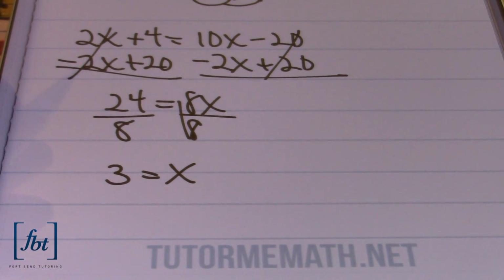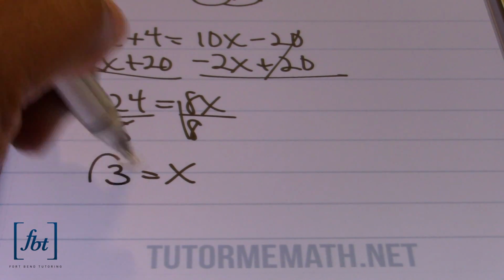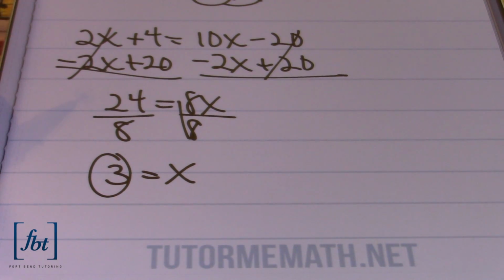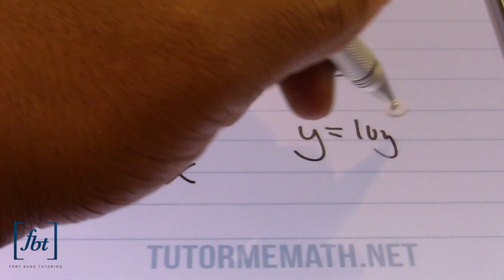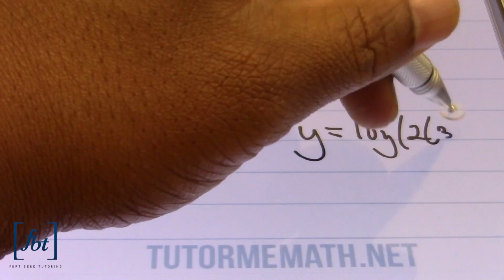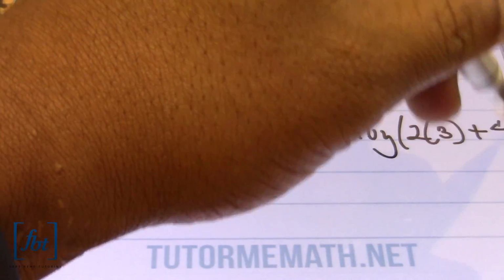All right? So 3 is definitely something that we can use in the original equations. So that means that I'll be plugging in 3 into one of the equations to solve for y. And as a matter of fact, we'll use that first equation to solve for y. So we'll have y equals log of 2 times 3 plus 4.